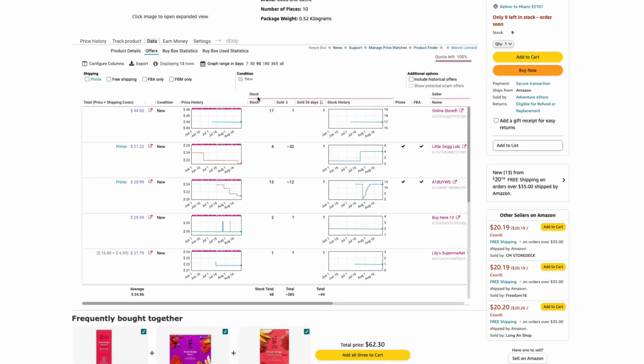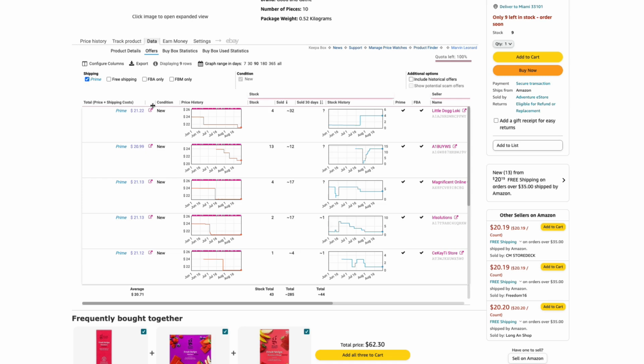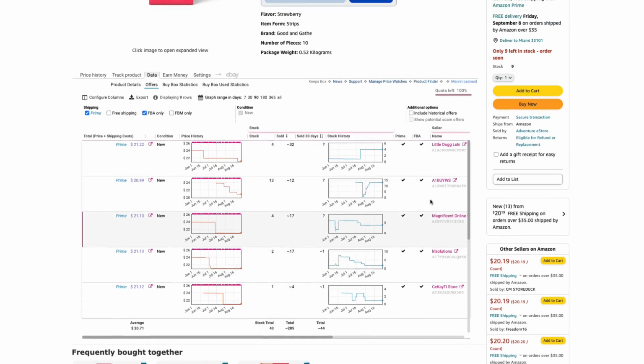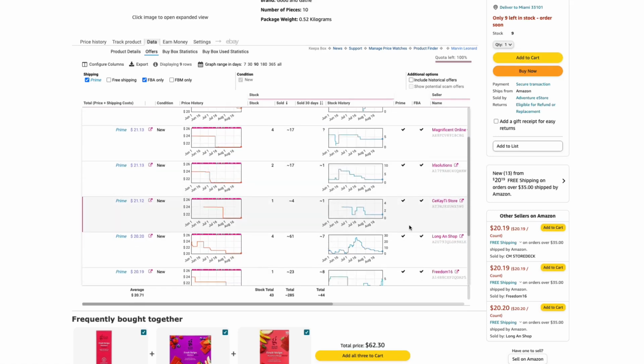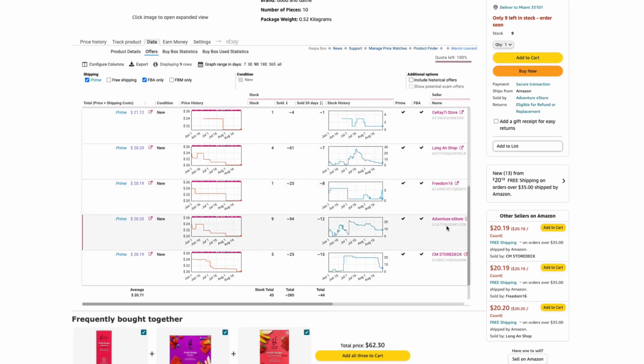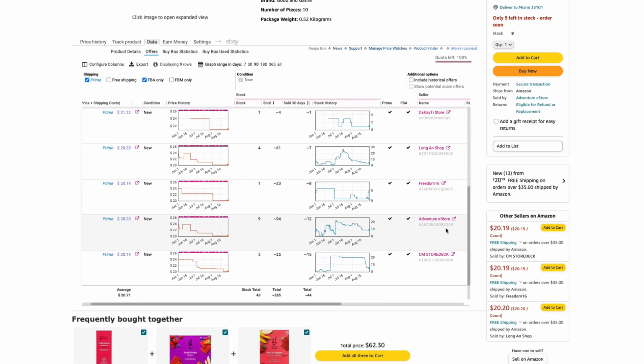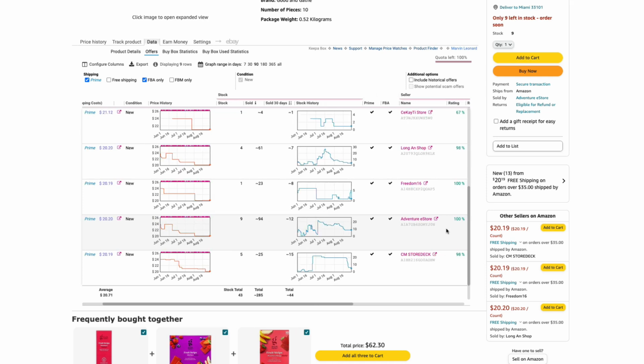Now, with the offers tab, we want to filter out for how we are selling. So we're going to be selling Prime and we're going to be selling FBA. Now, what we want to look at here is stock history. So these are the different sellers that we want to look at. And Adventure eStore was the one that we were looking at, right? So this is how we find out, are they selling through inventory or did they just make a really bad purchase and they're not selling anything, right? Which we talked about in the buy box statistics.